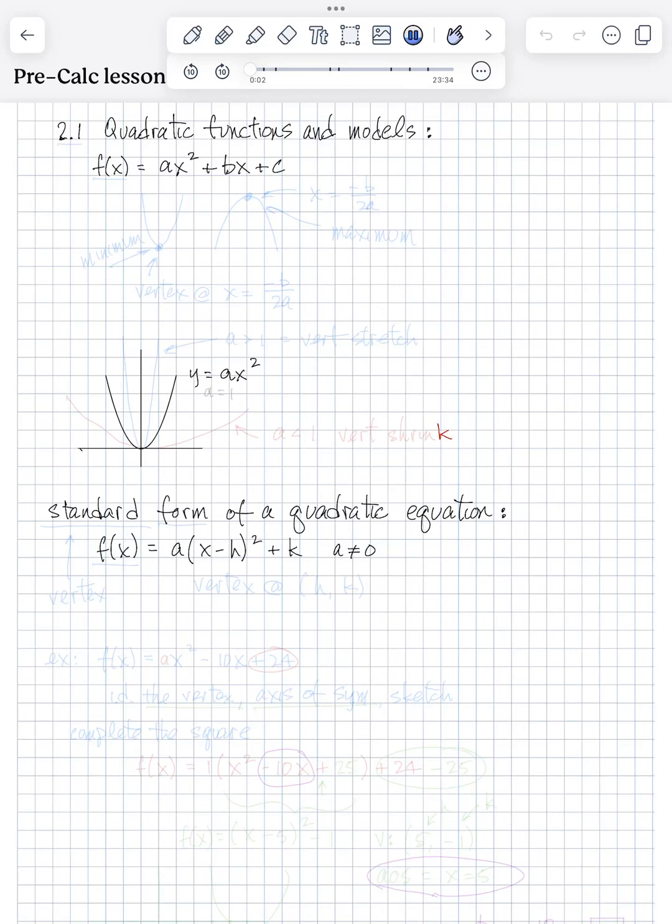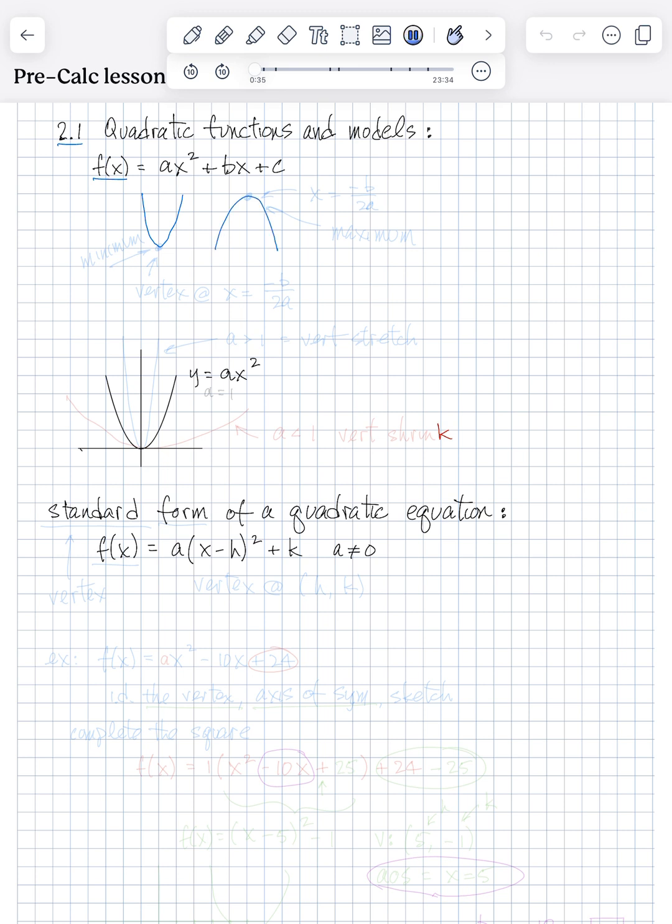All right, 2.1, here's a review of quadratic functions and models. So let's take our typical quadratic equation. f of x is going to be equal to ax squared plus bx plus c. And we know this is a parabola. And if a is positive, we know it's going to open up. And if a is negative, we know that it's going to open down.